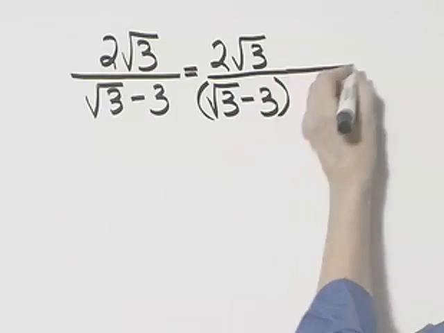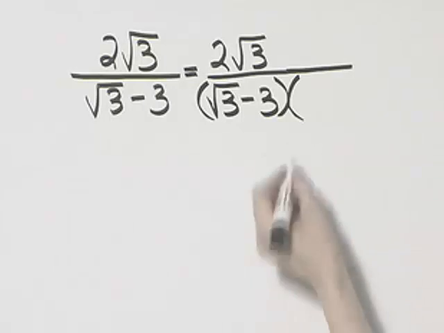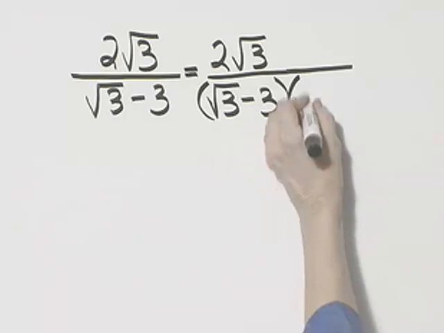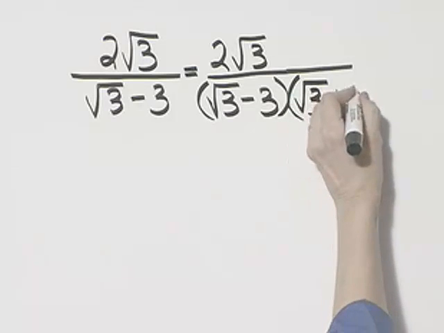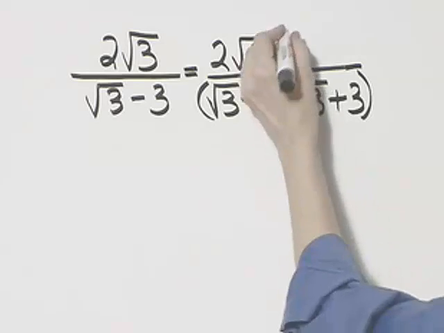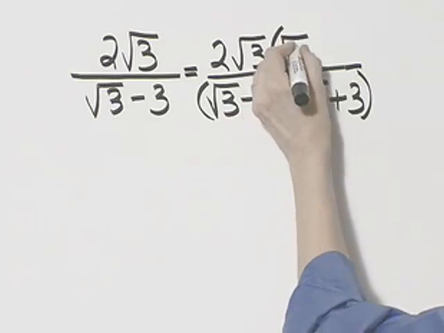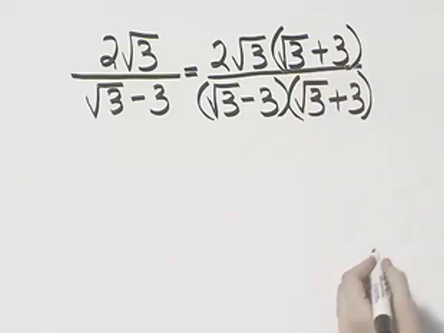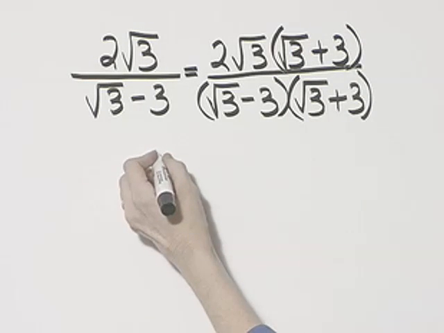Then in the denominator, I will multiply it by the conjugate. And the conjugate of square root of 3 minus 3 is square root of 3 plus 3. Whatever I do in the denominator, I must do the exact same thing in the numerator, so I'll multiply by the square root of 3 plus 3. And now let's see what happens.